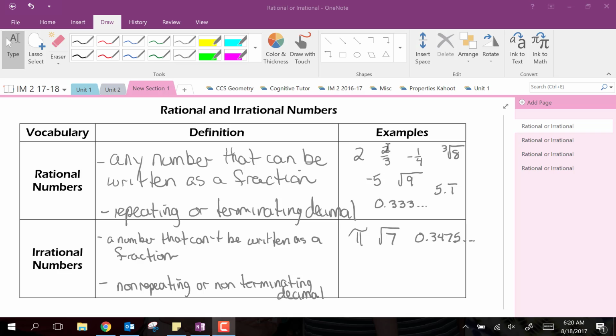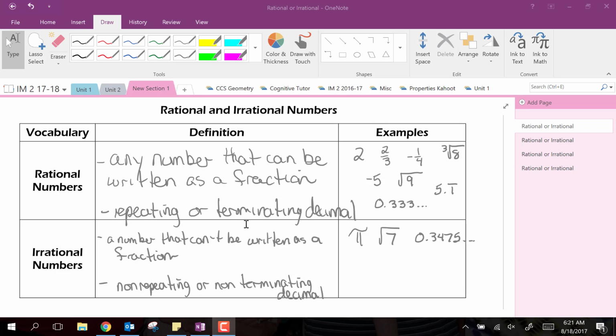2/3 can be written as a fraction, so all fractions. -1/4 is still just a fraction. The cube root of 8 means what number times itself 3 times gives us 8? Well, it's 2, and 2, we already said, is rational. -5 can be written as a fraction, -5/1. Square root of 9 is 3, so it's a whole number. We can deal with that.